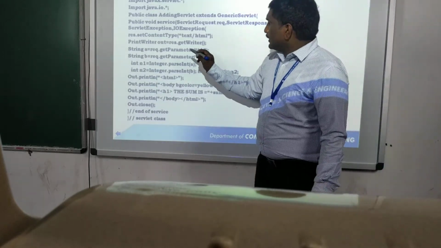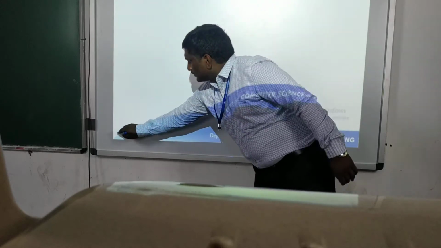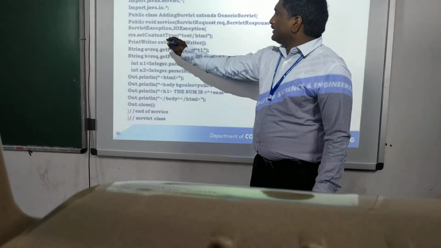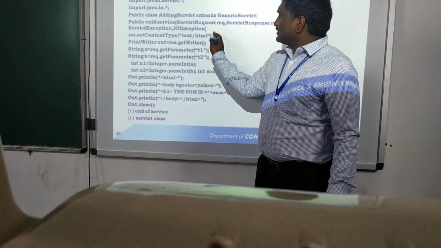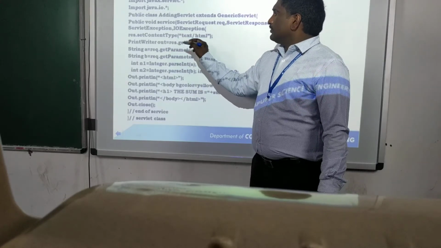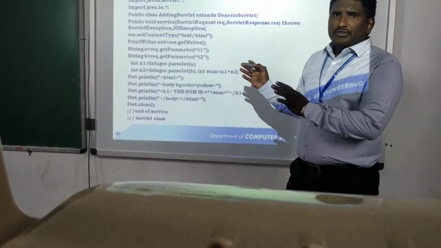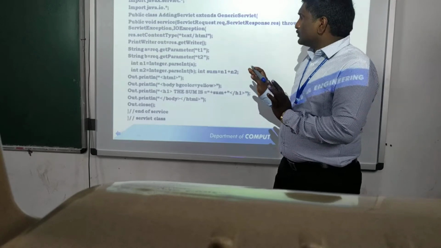Then there are two lines of code: res.setContentType("text/html") and PrintWriter out = res.getWriter(). These two lines are used to display the output in the web page console.